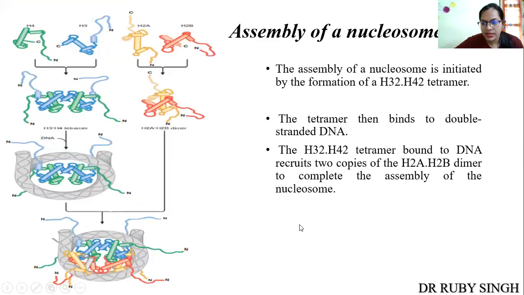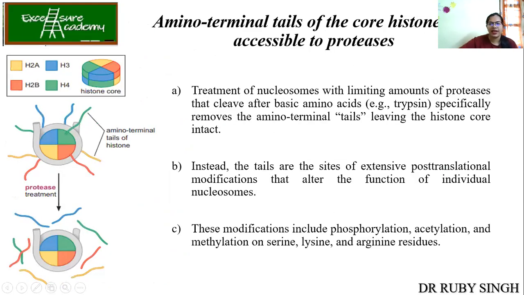Maybe I missed some point. So the tetramer then binds to the double-stranded DNA. H3H4 tetramer bound to DNA recruits 2 copies of H2A, H2B dimer to complete the assembly of the nucleosome. Okay, that is whatever I explained.